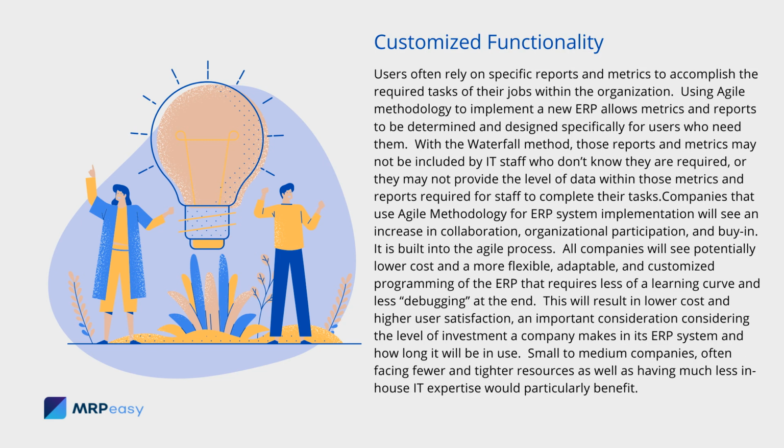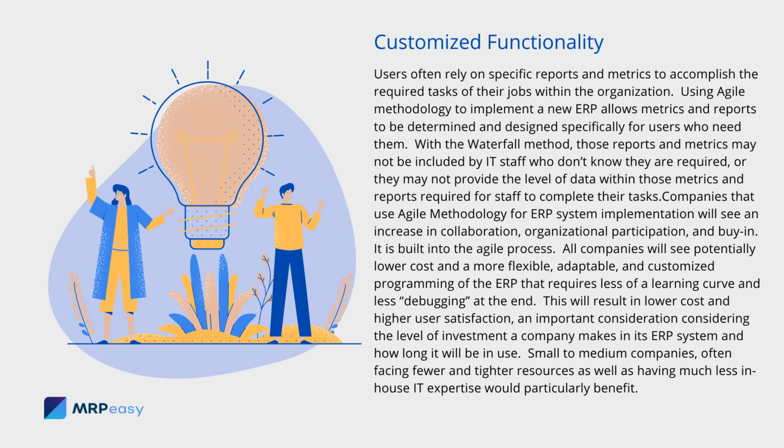Users often rely on specific reports and metrics to accomplish the required tasks of their jobs within the organization. Using Agile methodology to implement a new ERP allows metrics and reports to be determined and designed specifically for users who need them. With the waterfall method, those reports and metrics may not be included by IT staff who don't know they are required, or they may not provide the level of data within those metrics and reports required for staff to complete their tasks.